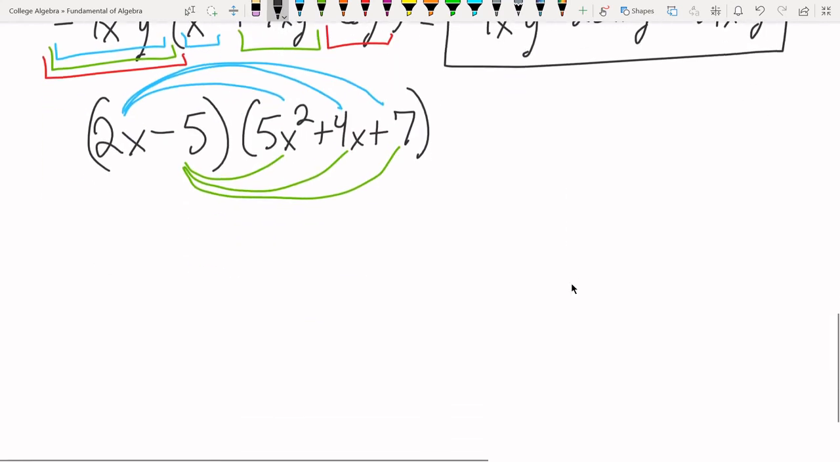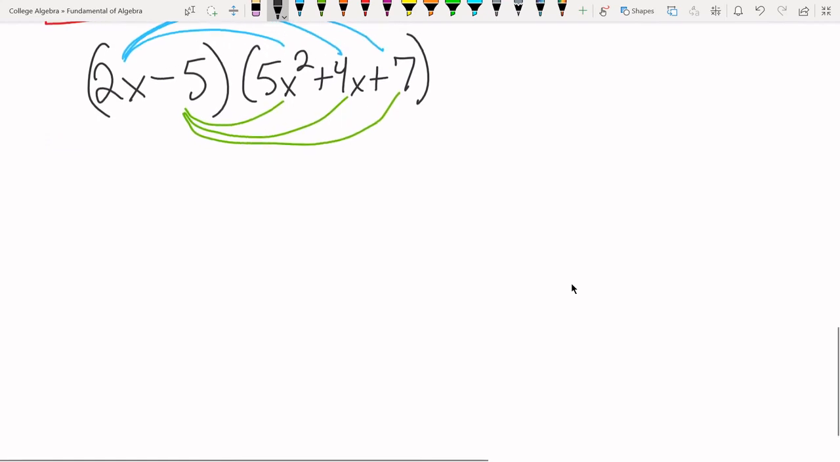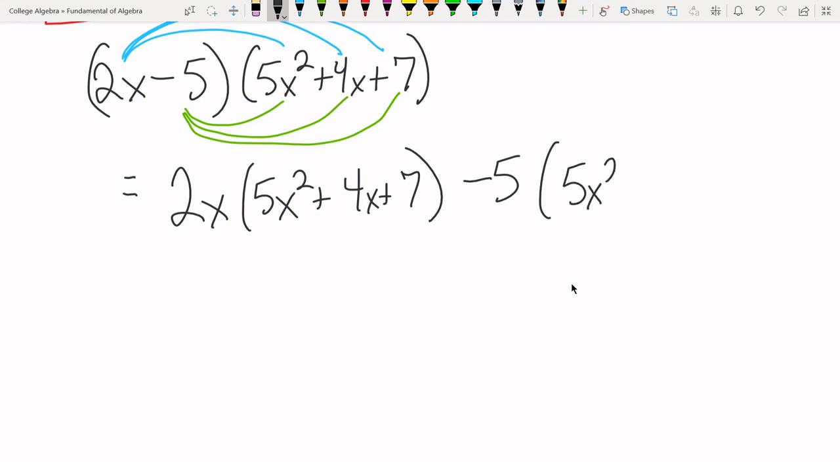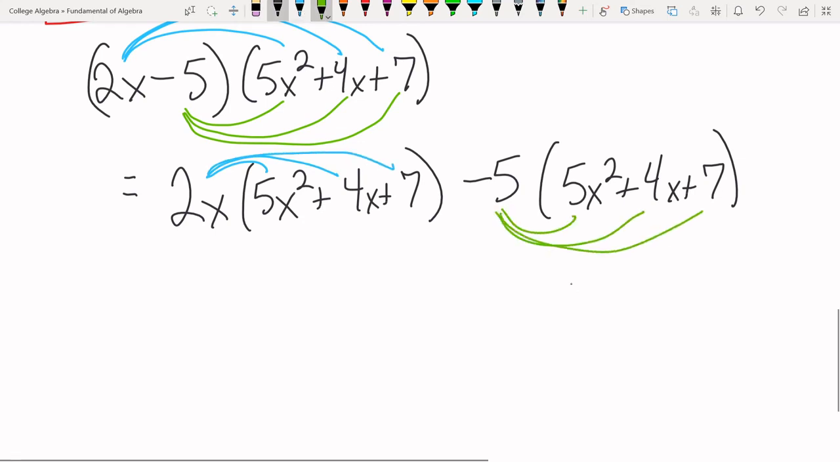Okay, let me get some room here. The first polynomial is really, let me rewrite this in a slightly easier way just to show you the distribution. We're really just taking 2x times 5x squared plus 4x plus 7, and subtracting 5 times the same exact polynomial. That's just another way of writing what I did here. We're still going to do the 2x times everything and the negative 5 times everything. It's the same method, but I'm just showing you why we're doing the distribution.